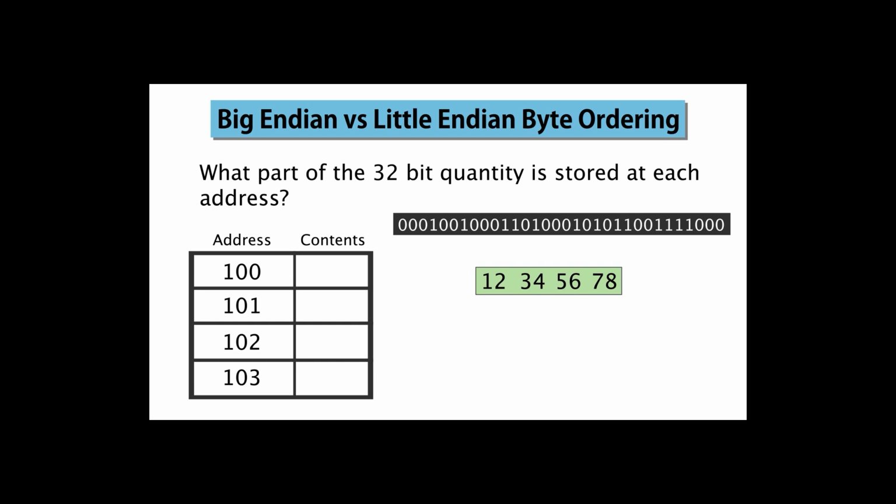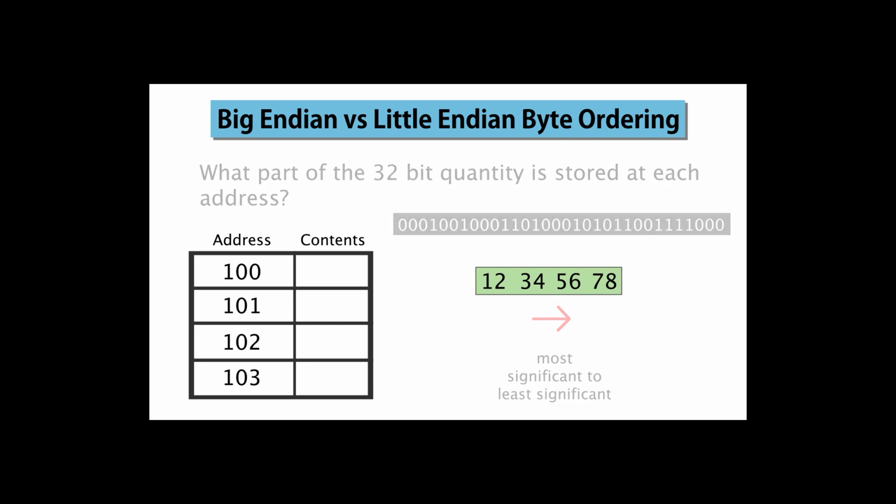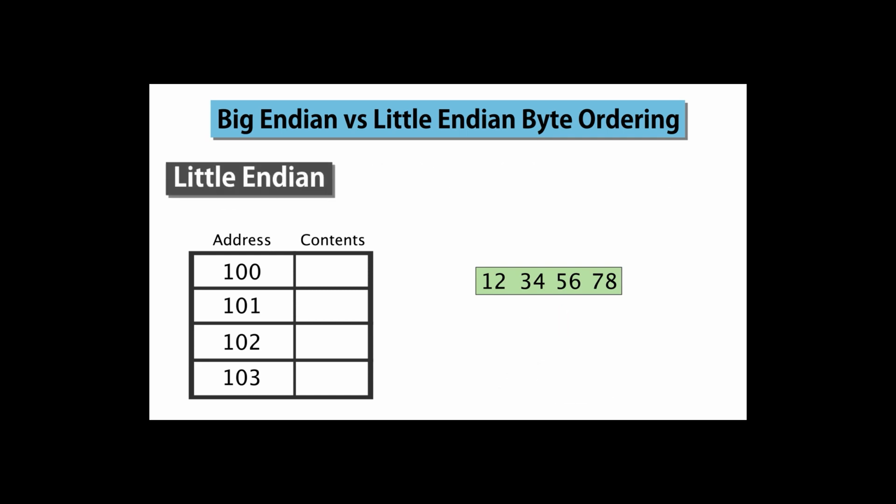Suppose we want to store this 4-byte quantity in memory starting at location 100. There are two obvious ways to do this. We could store the bytes in successive locations from least significant to most significant, or from most significant to least significant. Little Endian byte ordering means that we store a multi-byte quantity in memory starting with the least significant, or the little end. Let's illustrate. Given our 4-byte integer, we start with the least significant byte and move toward the most significant. Load each successive byte into the next address until we're done.